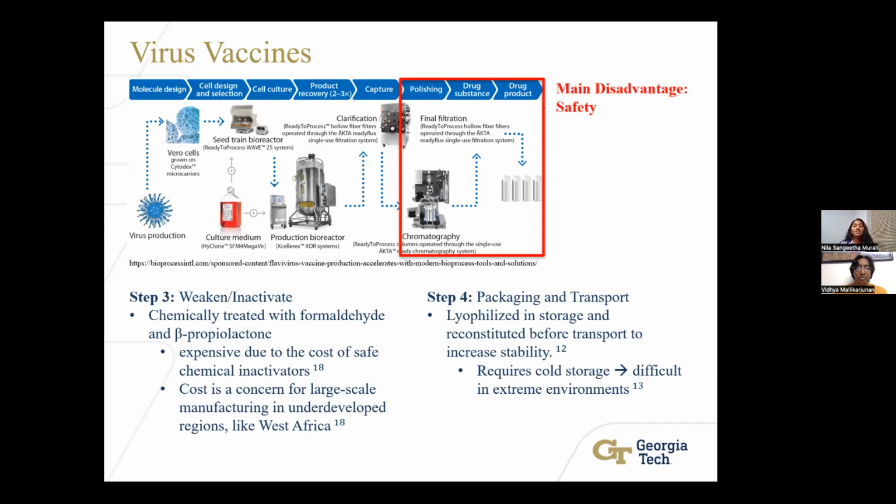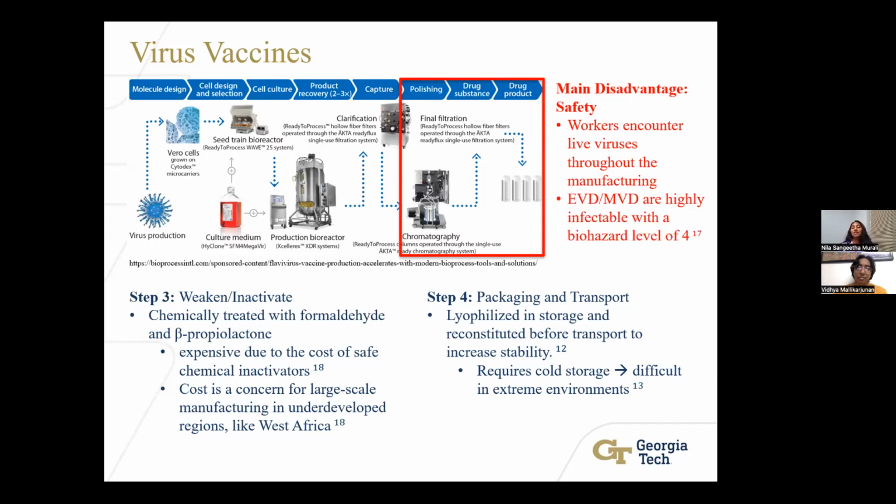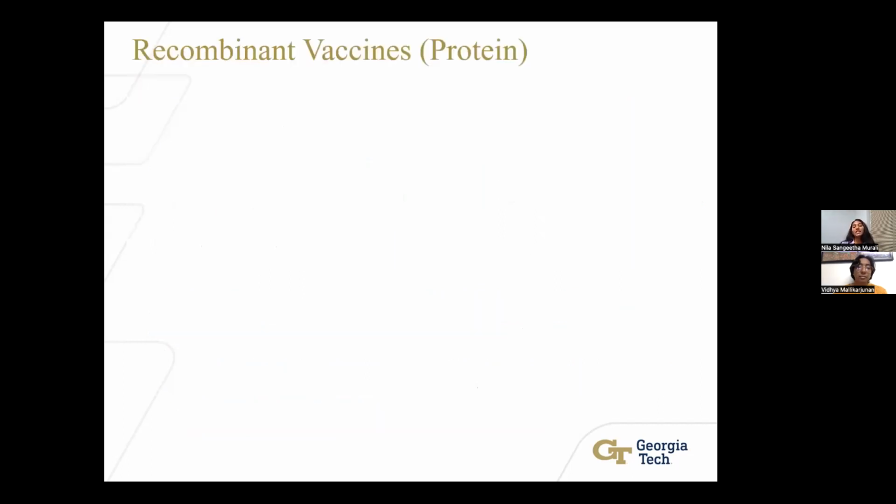The main disadvantage of this vaccine is safety. Workers need to continuously encounter live, highly infectious viruses throughout the manufacturing process. And this is specifically important for Ebola and Marburg due to the virus's high infectability rate and also biohazard level of 4. The next vaccine technology studied was recombinant vaccines.